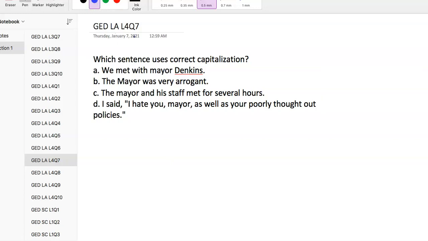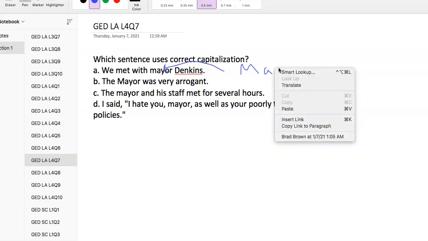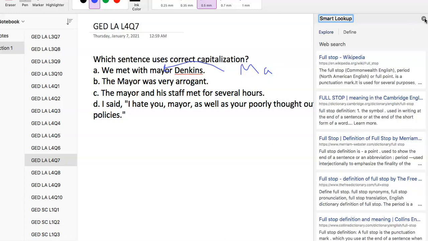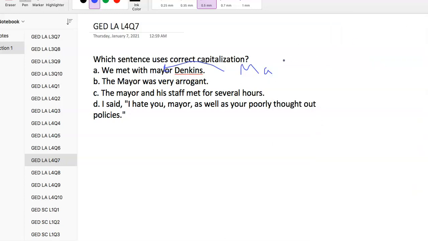We can see in answer choice A where it says Mayor Dinkins right here, that should be a capital M. So answer choice A we don't like. All right, answer choice B has capitalized mayor where it says the mayor was very arrogant, but it's not a specific mayor, right? So we don't care for that one either.